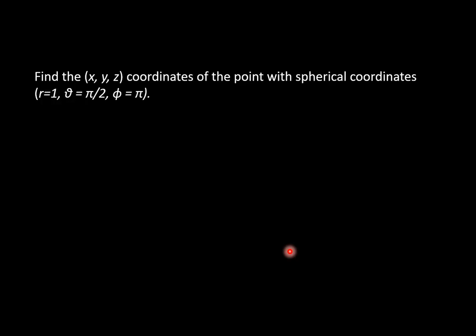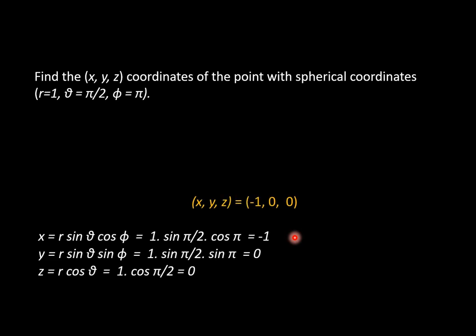It's a numerical problem, a conversion from one to the other. Find the XYZ coordinates of the point with spherical coordinates r is 1, theta is pi by 2 and phi is pi. So it is simply application of the formula. The answer is -1, 0, 0. You can easily check. Just apply the formula of x, y and z and you will get the answer -1, 0, 0. Okay. So this is just an example to understand the coordinate transformation.